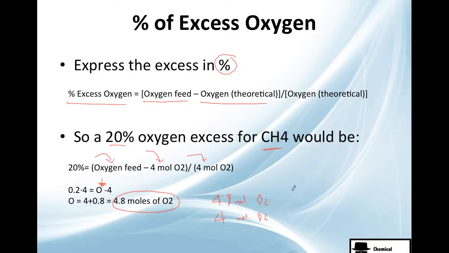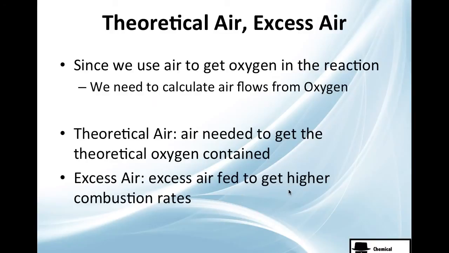So I hope you're getting the idea of what is excess of oxygen, because we're going to talk now about the excess of air. Since we use air to get oxygen to the reaction, we need to calculate air flows from oxygen. So you know 1 mole of O2 will give you certain moles, I think 4.3 moles of air in general. Anyways, there's a relationship. We're going to see it later. Theoretical air is the air needed to get the theoretical oxygen that we need. So we first need to check how many moles of oxygen we need, and with that we can calculate how much air we need. But this is theoretical.